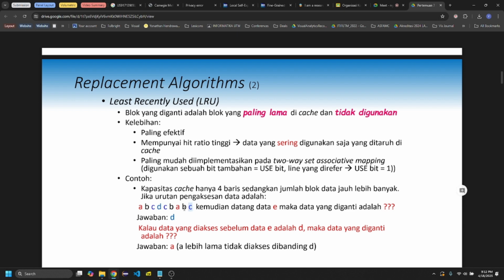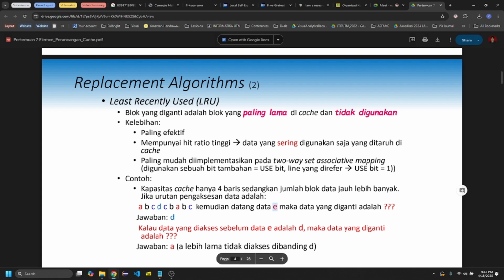Previously used is C. Before that is B. Before that is A. Before that is B, before that is C, before that is D. Here D is the least recently used, because A is here, B is here, C is here. The farthest from C is D. Yang paling jauh jaraknya dari pengaksesan C itu adalah D di sini, karena B dekat dengan C, A dekat dengan C. Maka yang paling jauh adalah D, maka itulah yang akan diganti. So that's why D is replaced by E here.